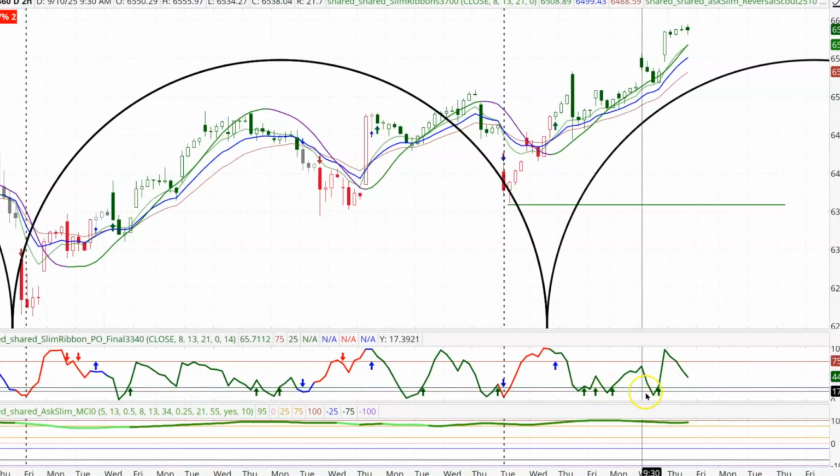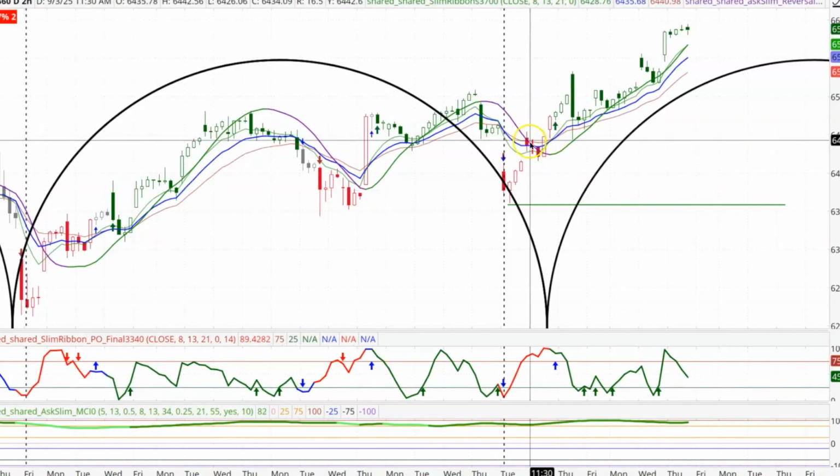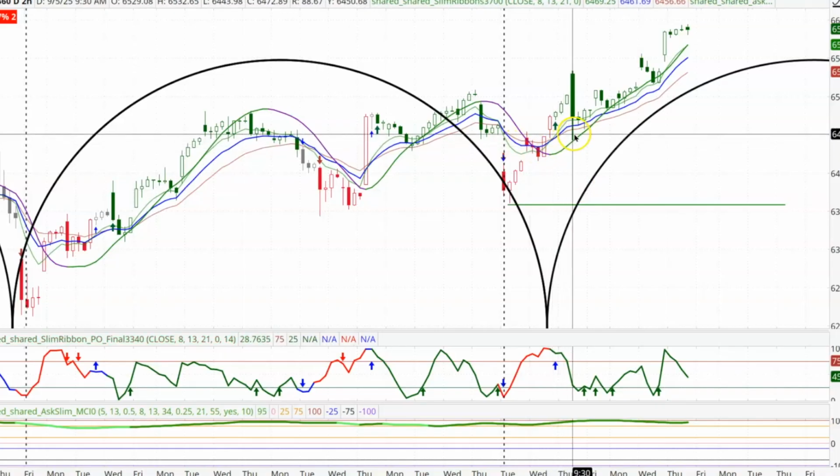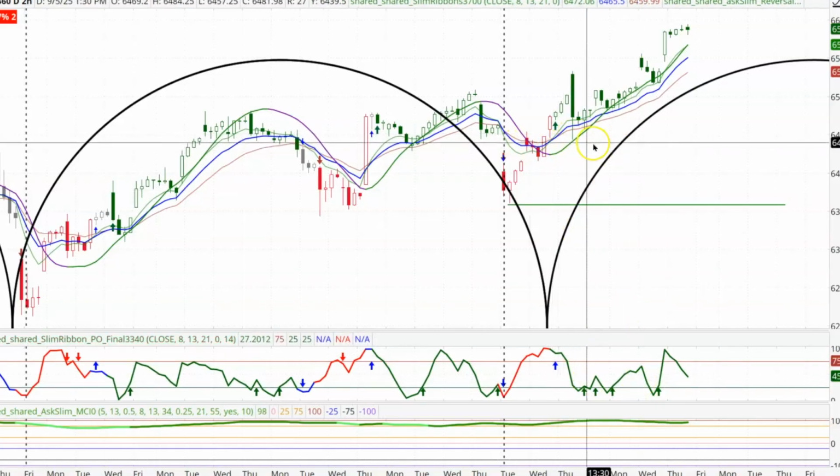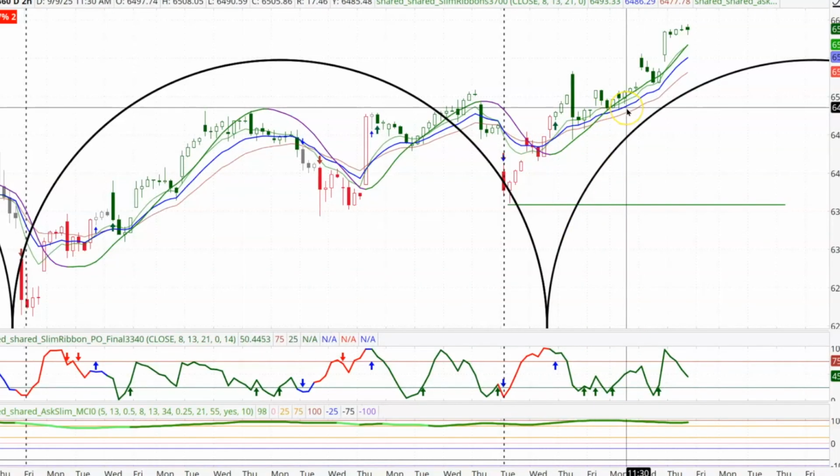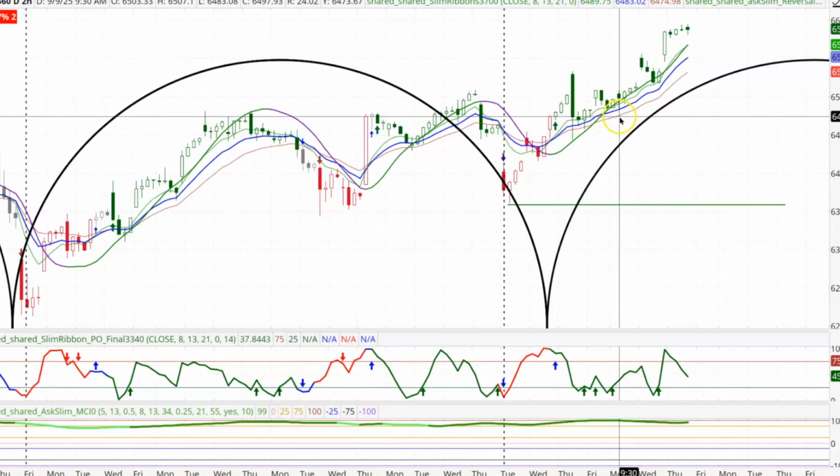slim ribbon PO, again, a level 4 indicator. And when these turn up right over here and you get these indicators, that really gives you a good sense for the intraday. So if you were an intraday trader, some kind of a trader that traded intraday swings, or even a scalper, this could give you a good indication of your directional decisions.